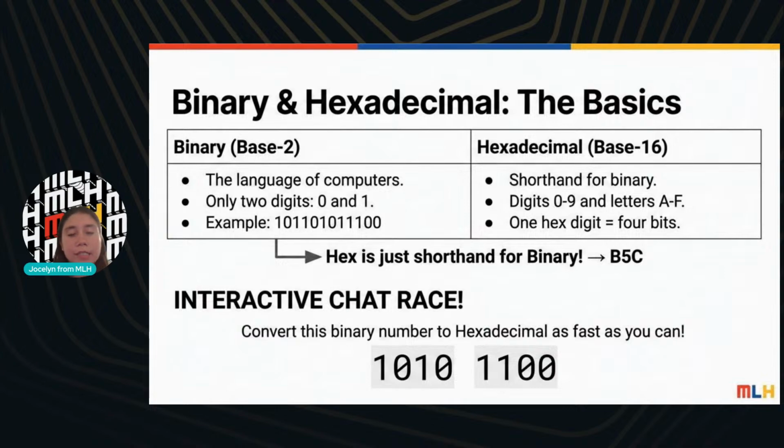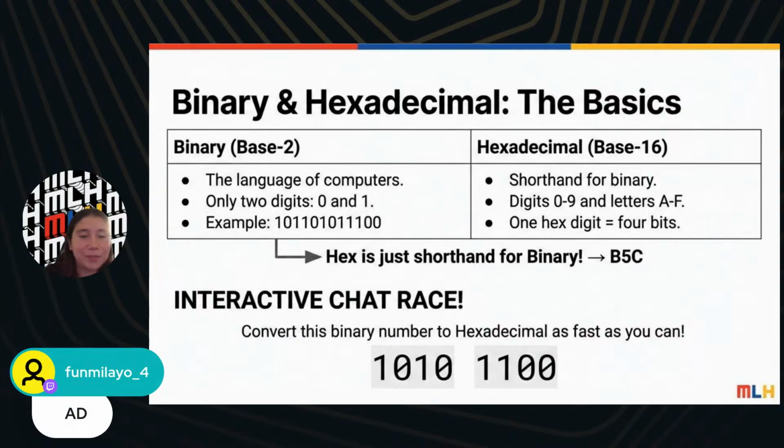And then we have hexadecimal, which is base 16, and it's a shorthand for binary, and it supports digits from 0 to 9 and letters from A through F. One hexadecimal digit is equal to 4 bits. That's really important. So if we want to see the relationship between those two, hexadecimal is basically a shortcut for binary. That's also something to keep in mind.